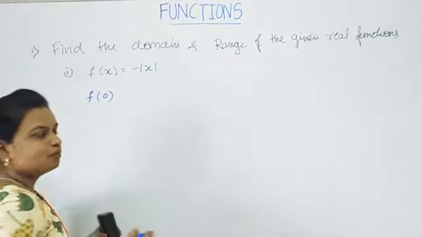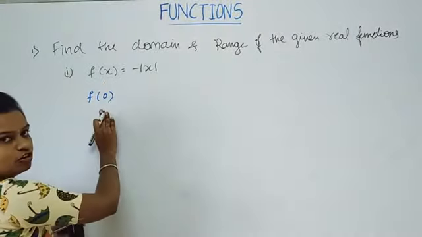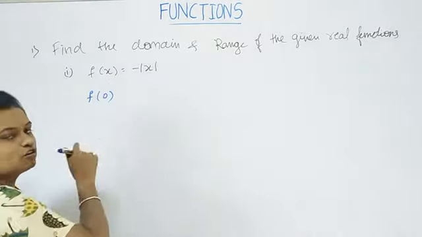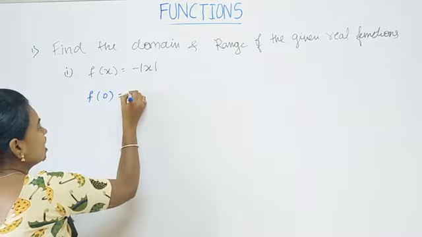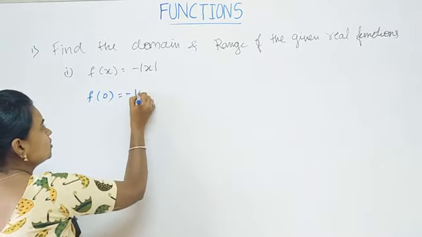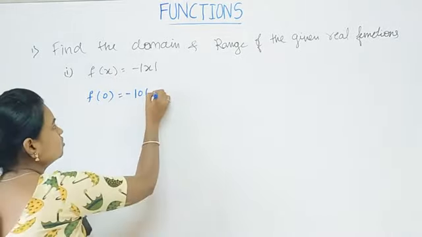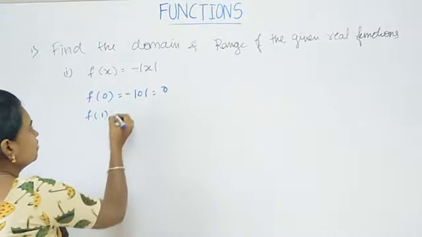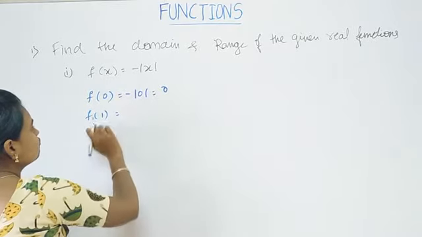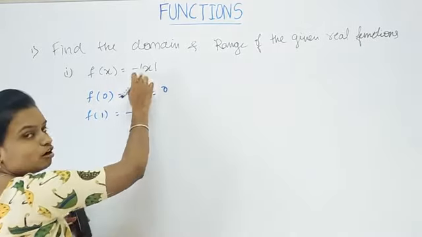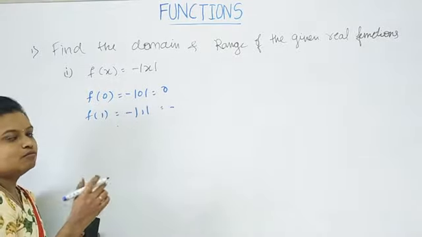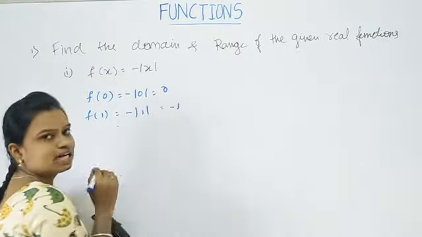So first I take 0. It is also a real number. So if you put f of 0, it means replace the value of x by 0. So when we replace x by 0, we get minus mod x, that is mod 0. So mod 0 is 0 only. If I take 1, it is also a real number, so it becomes f of 1. So minus mod of x means mod of 1. So minus mod 1 means plus 1 only, it becomes minus 1.